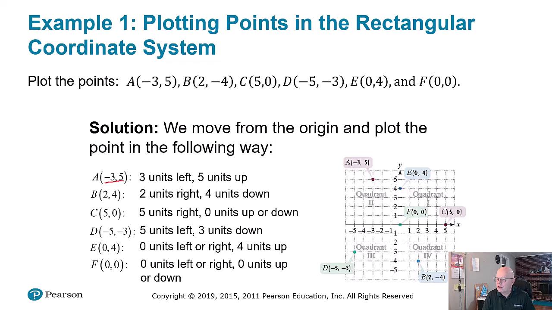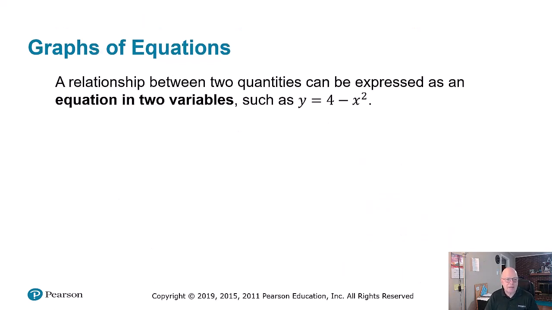(-3, 5): 3 left, 5 up, and there's your point right there. Next, (2, -4): 2 right, down 4, there's your second point. Third one, 5 units right, 0 units up or down, there's point C, and so on. I hope you can get those pretty easily.